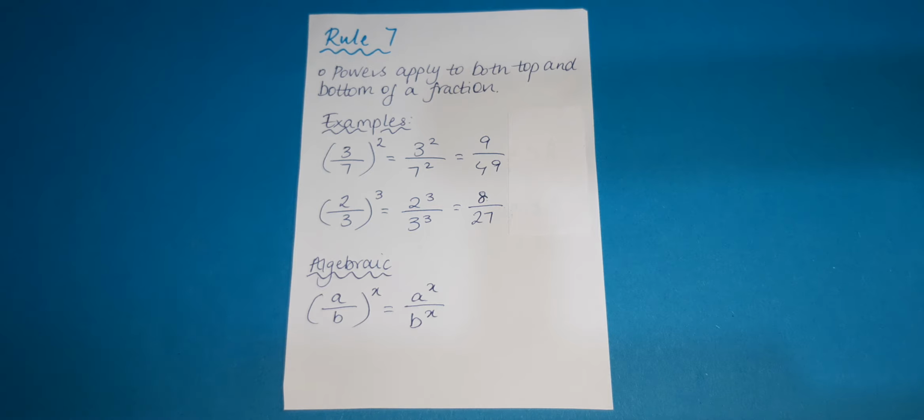The same thing happens in the second example. The only difference is that the index, the power, is just 3. In algebraic terms, we can see at the bottom that it's written a over b in brackets to the power of x is the same as a to the power of x over b to the power of x.